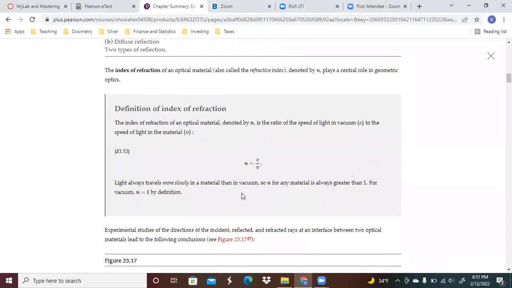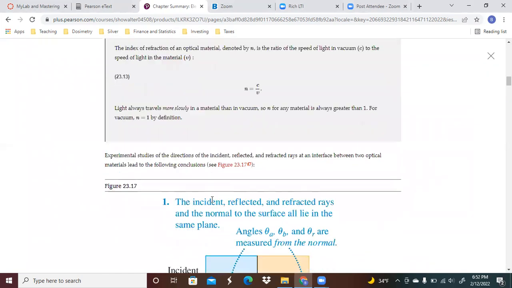So again, your index of refraction is going to be the ratio of the speed of light in a vacuum divided by the speed of light in some other medium. Light always travels more slowly in a material than in a vacuum. So n for any material is always going to be greater than 1. A vacuum is defined as 1 by definition.